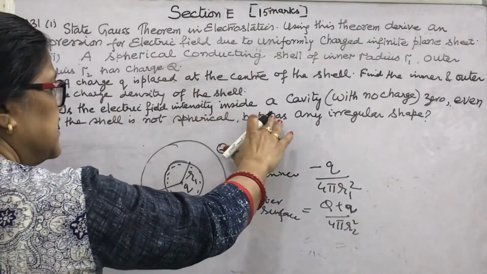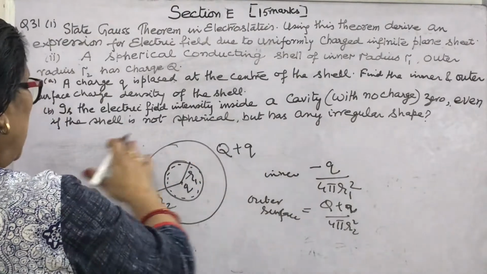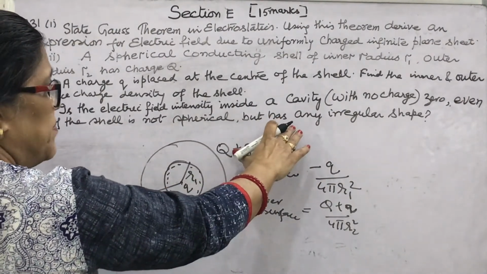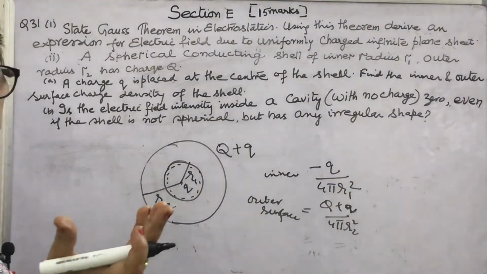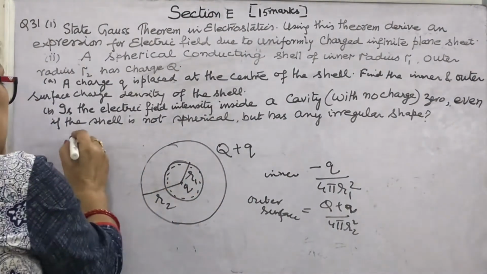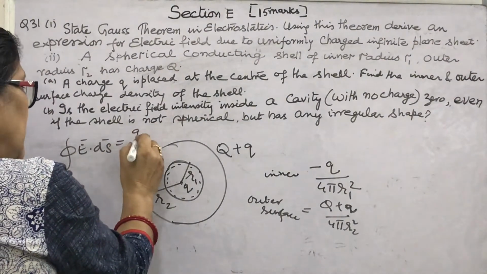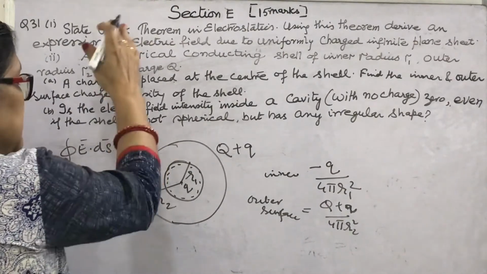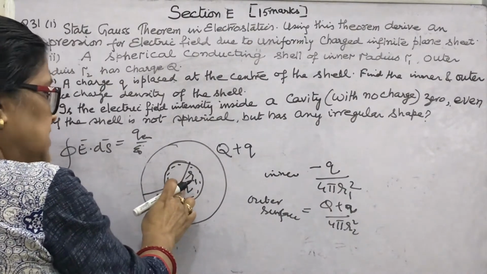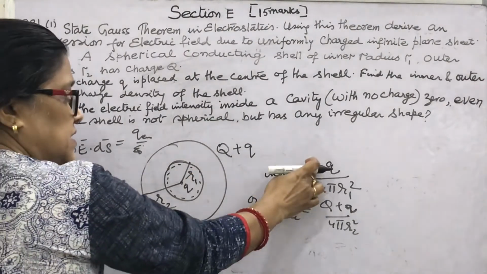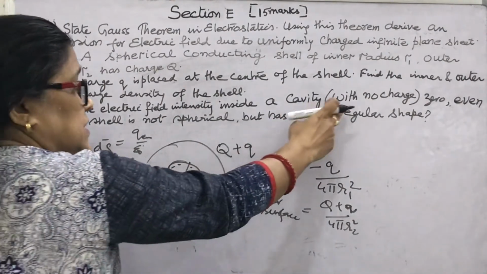Is the electric field intensity inside a cavity with no charge 0 even if the shell is not spherical but has any irregular shape? What will be your answer? Yes. Gauss theorem says that E dot dS, the electric flux, is Q enclosed upon epsilon naught. This we have seen in the first part. Here we have seen that since the charge is placed inside the shell, the inner surface charge density is this much. There is no charge enclosed, it is given no charge.